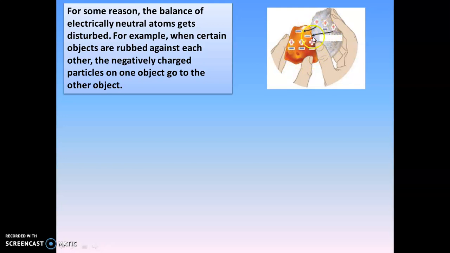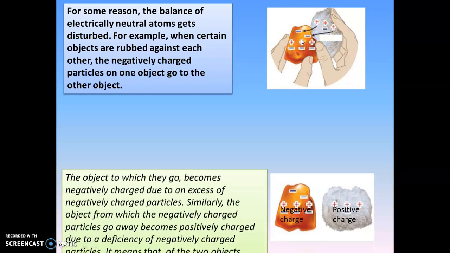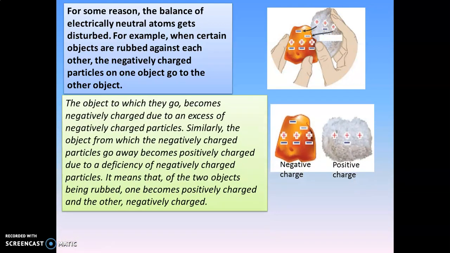Now can you see this arrow, children? This means that what it is transferring? It is transferring some negative charge from the white one to the yellow one. So what happens is the object which they go to becomes negatively charged due to excess of negative charge particles.